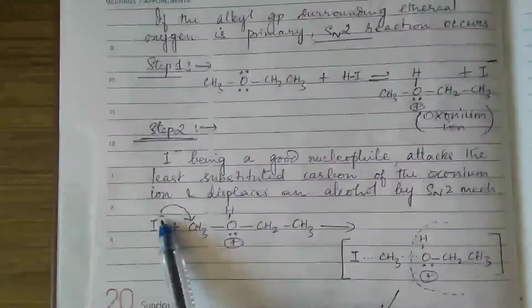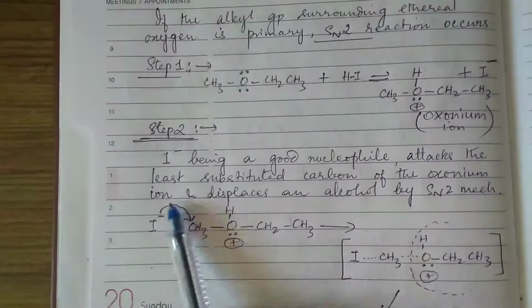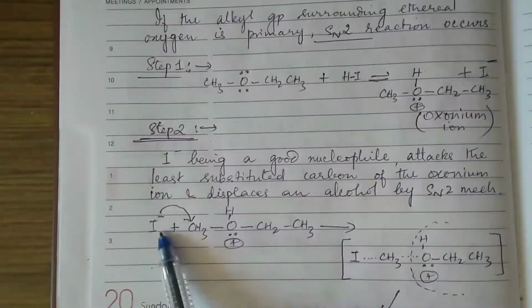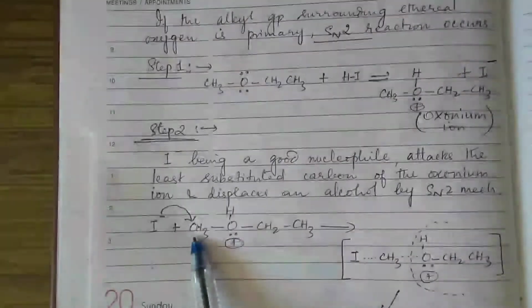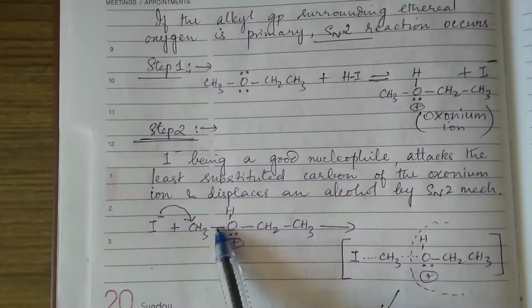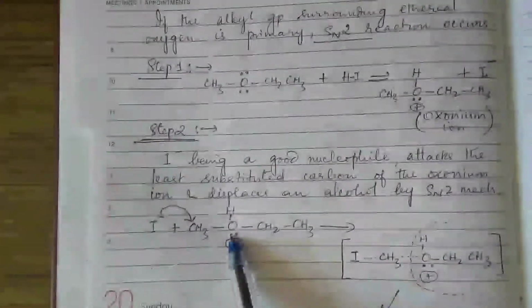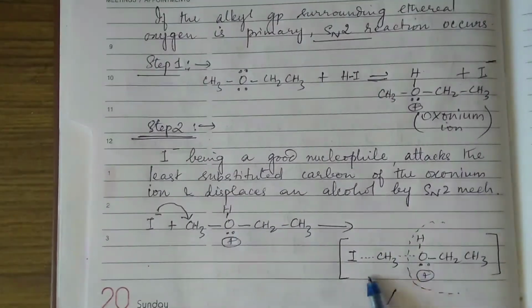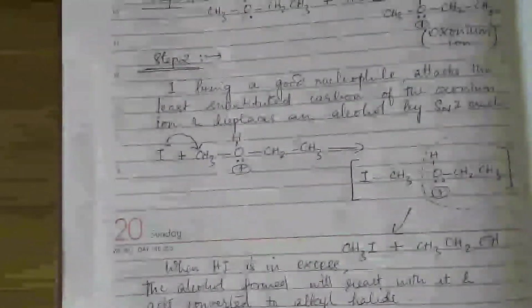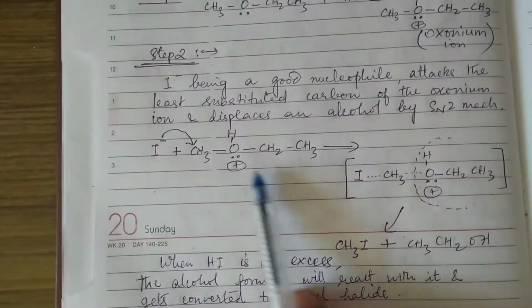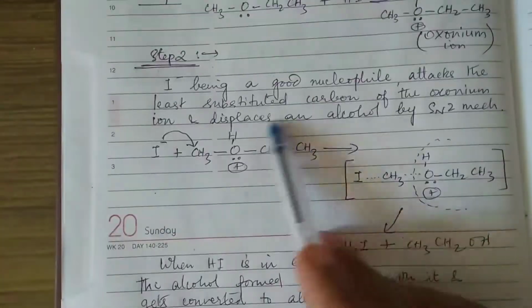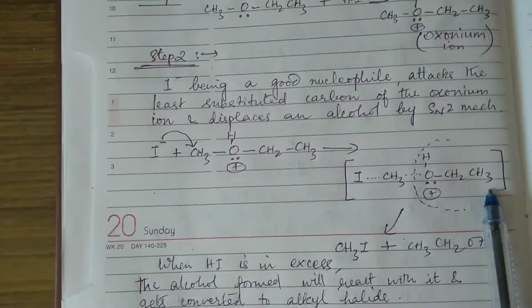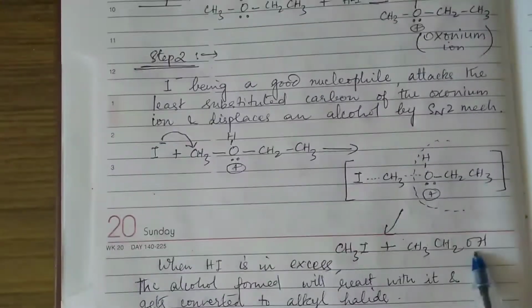So what happens is I minus is hitting this carbon. If this is hitting this carbon, it is making a bond with CH3. With the result, what will happen? This bond will shift towards the positive charge on oxygen, so this whole thing will get removed. That is what I have shown you in the intermediate, right? Then what will happen? You are left with CH3I because this has gone, and what is that? CH3CH2OH. Okay, so these are the products.